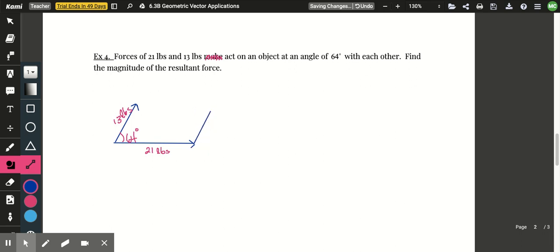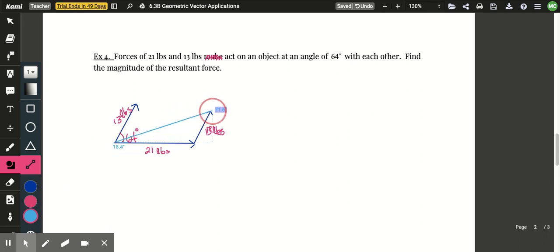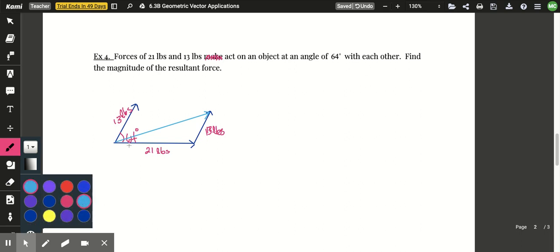I thought I changed the color on that, but it didn't turn out right. So anyway, this one is 13 pounds still. Okay, so now I'm going to connect the tail of the first one to the head of the last one, which again makes a triangle that is not a right triangle. But that new vector that I just drew in is my resultant vector, so that one's my r.